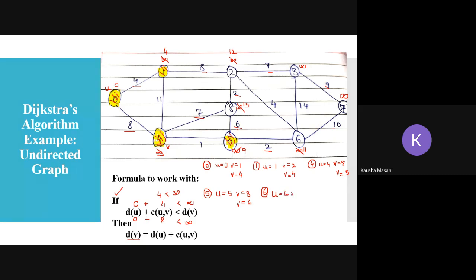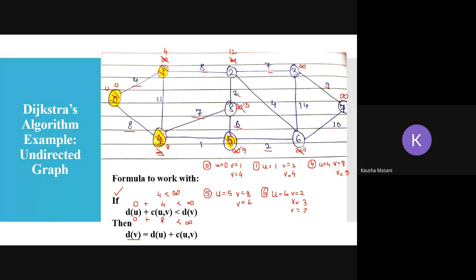What will be the V values? 2, 3 and 7. Correct. V is equal to 2. V is equal to 3. And V is equal to 7.